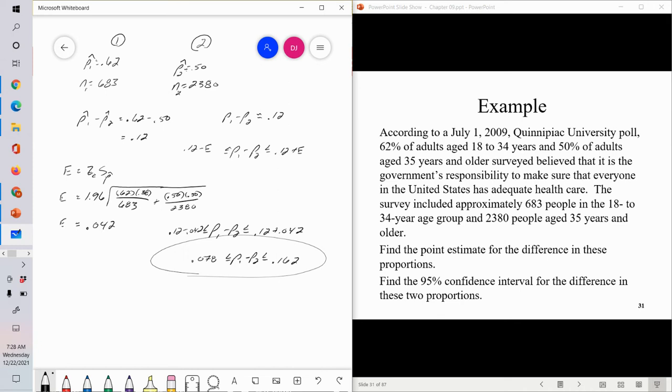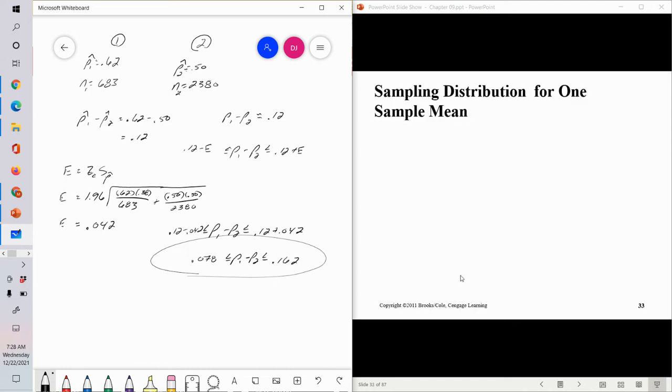The proportion of younger adults who feel that it's the government's responsibility to make sure that everyone in the United States has adequate health care is somewhere between 7.8 and 16.2% more than the proportion of those who feel that way in the older group. Okay, so I hope that that example makes a little bit of sense. Let's move on and look at what about a sample mean?